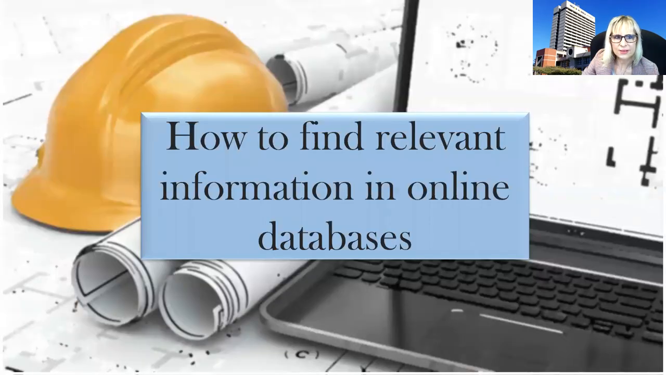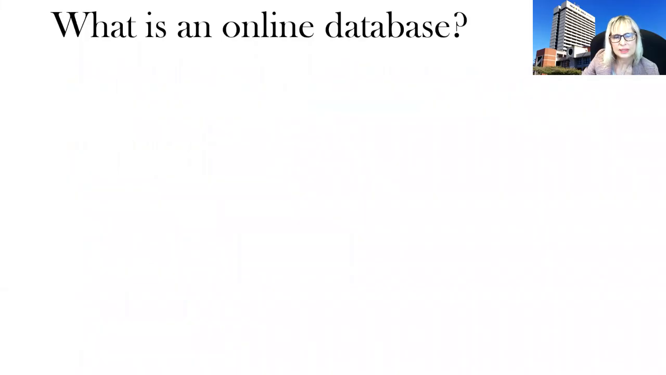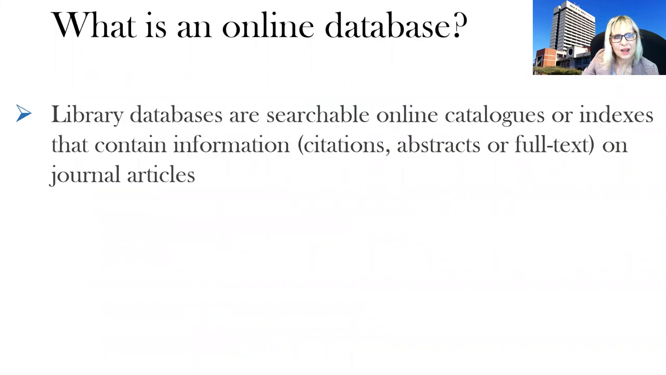How do I find relevant information in online databases? First of all, we need to determine what is an online database. Library databases are searchable online catalogs or indexes that contain information on journal articles. The information contained can be in the form of citations, abstracts, or full-text articles. For our research purposes, we will focus only on full-text articles.